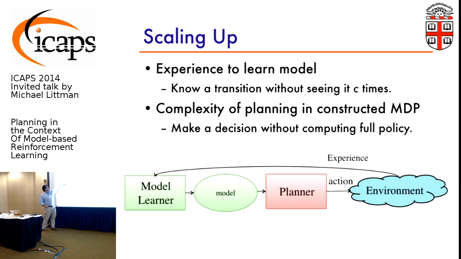If the MDP that we construct is very, very large, again, we can't have the computational time grow with the number of states or the number of states squared. We need to somehow be able to make a decision that we're pretty confident in without computing a full policy of deciding what to do in every possible state, all possible contingencies. And again, that doesn't seem so scary. This is what we do in planning all the time.